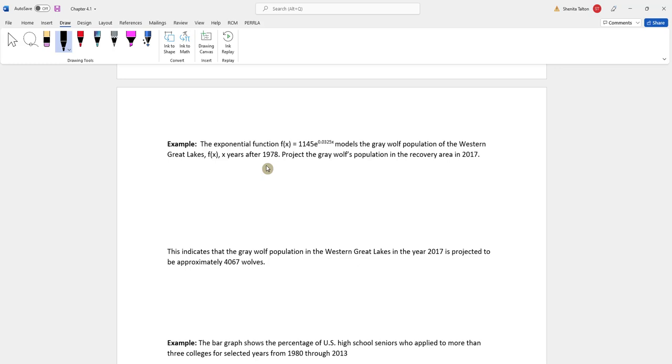All right, so let's look at this problem. It says the exponential function f of x is equal to 1,145 e raised to the 0.0325x models the gray wolf population of the western Great Lakes f of x years after 1978. We're going to project the gray wolf's population in the recovery area in 2017. So remember, x is the number of years after 1978. So in this case, we're looking at 2017. We're going to subtract 1978 away from 2017 and we get 39. So I'm going to put 39 in for x.